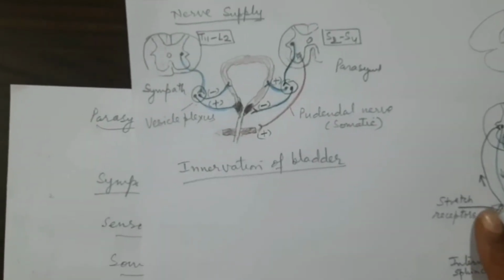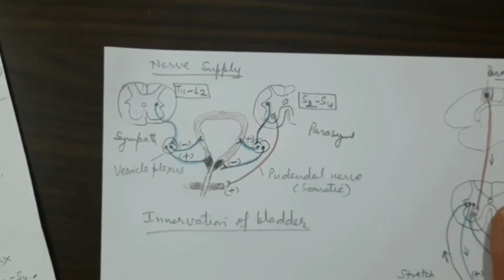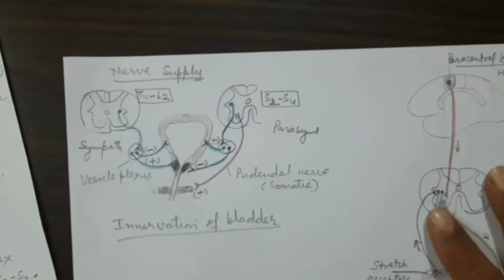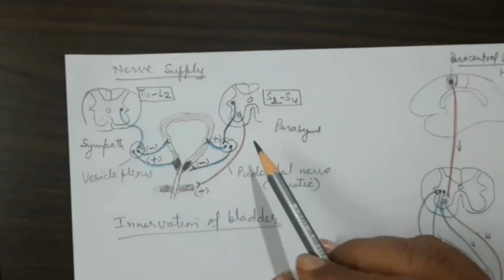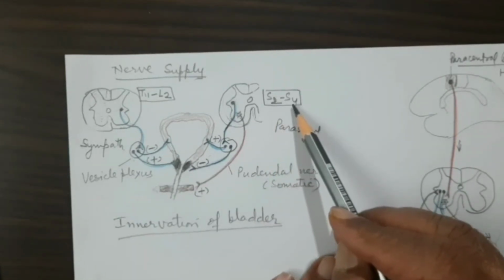I will tell you the nerve supply. Since it is a viscus, it has to be supplied by the autonomic nerves, that is the sympathetic and the parasympathetic nerves. So let us see first how the parasympathetic nerve comes. The parasympathetic center is located between the S2 and S4 spinal segments.